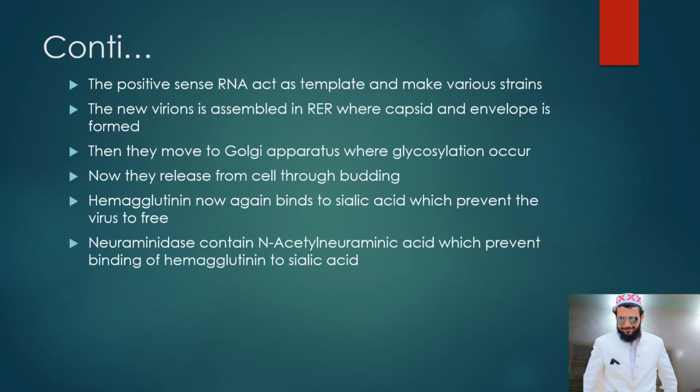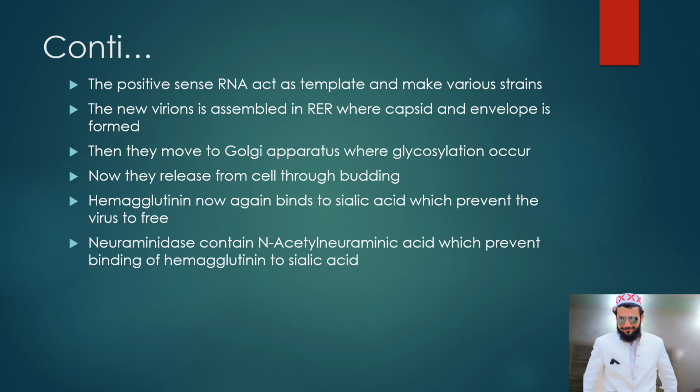The negative sense RNA is converted into positive sense RNA through RNA-dependent RNA polymerase. The positive sense RNA acts as a template and makes various strands. The new virion is assembled in the rough endoplasmic reticulum where the capsid and envelope are formed. Then they move to the Golgi apparatus where glycosylation occurs. Now they are released from the cell through budding.